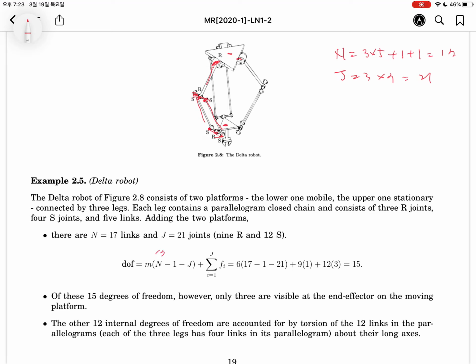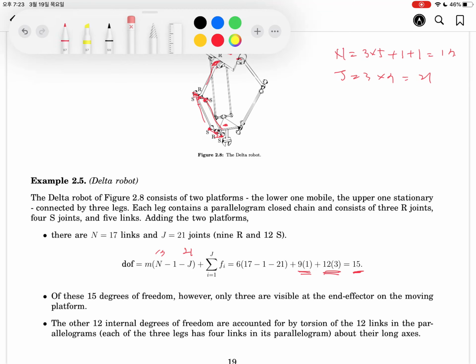Okay, let's apply the data. This is 17, this is 21. All the joints per leg are 3R and 4S. This robot system has 3 legs, so we have 9R and 12S, so we have 15. Is it the correct answer to describe the degree of freedom of this delta robot? That's right, because it has 12 internal motions.